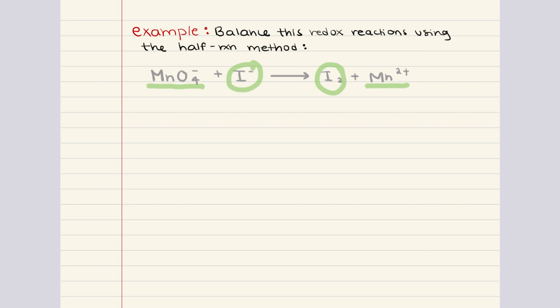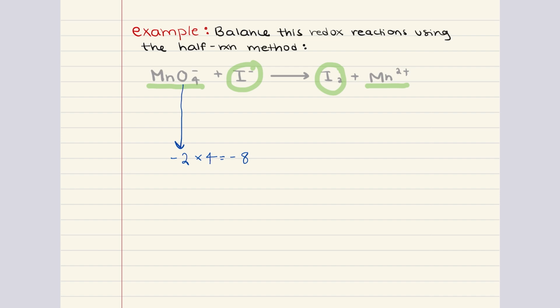oxidation half reaction and the reduction half reaction. Let's start with our permanganate ion. The most electronegative element here is going to be oxygen. It's going to have an oxidation number of -2, and there are a total of 4 oxygen atoms, so we have a total of -8.